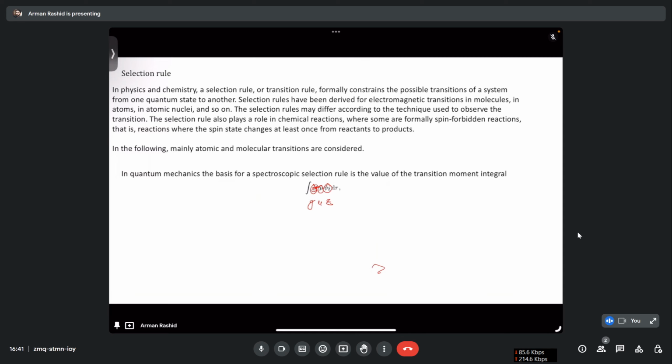Psi 1 and psi 2 are two different eigenstates, and mu is the electric dipole moment operator. The electric dipole moment operator can differ depending upon what we are trying to do. By calculating this transition dipole moment, we can see whether a transition is allowed or not allowed.